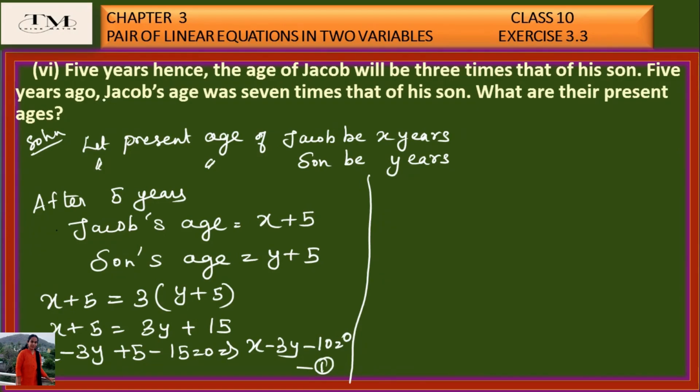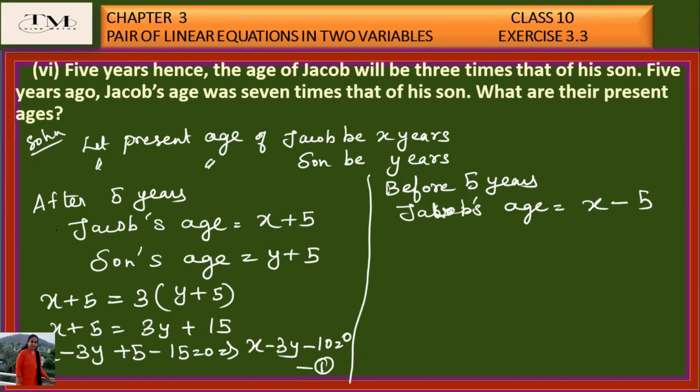So next, they gave 5 years ago. So that is before 5 years. So before 5 years, Jacob's age, at present it is x. Before 5 years it will be x minus 5. In the same way, son's age will be y minus 5.